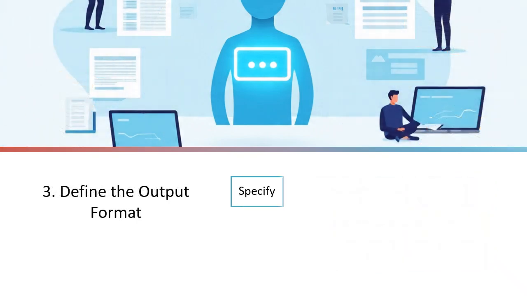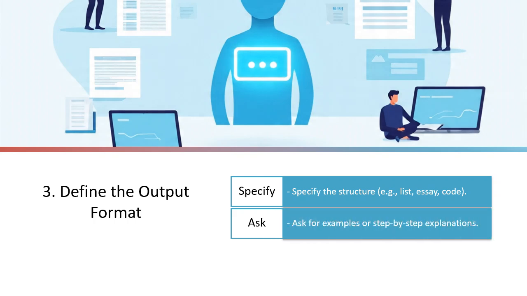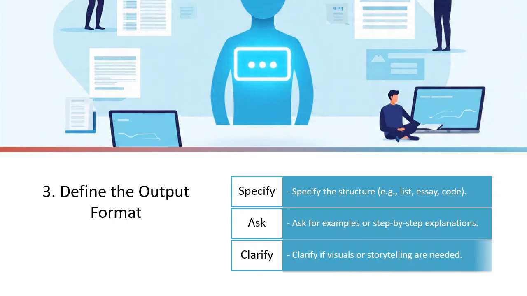Define the output format. Defining the output format is very powerful. If you want an essay, a list, or a code snippet, say so. For example, you can ask for a bullet point summary, a step-by-step explanation, or even a story. This guides ChatGPT to deliver information in the exact structure you expect.